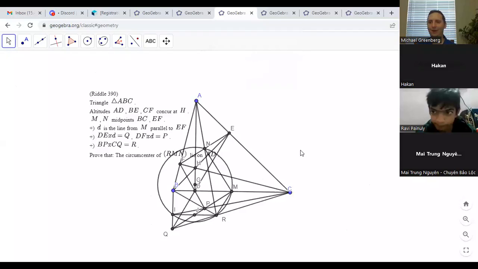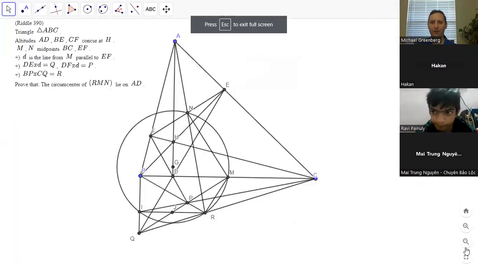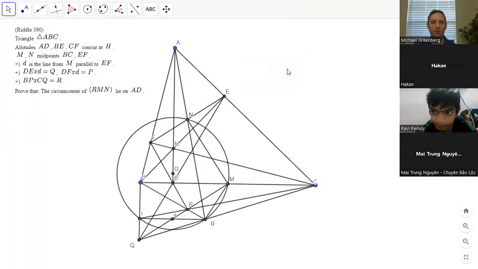Okay. All right, let's maximize this. So yeah, we did a lot with this diagram. So let's see what else we can do. So yeah, first of all, Ravi, I don't know if you were on when we mentioned this, but I noticed that A, N, and R are collinear. So I'm not sure if that's obvious or if it's the same as saying that R lies on the median. So yeah, I'm not sure how to prove that.